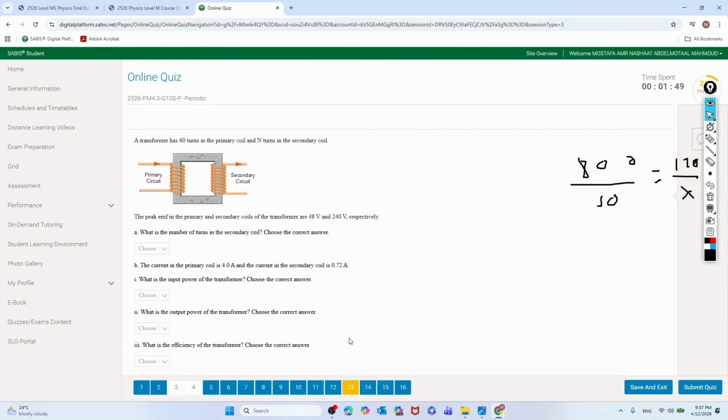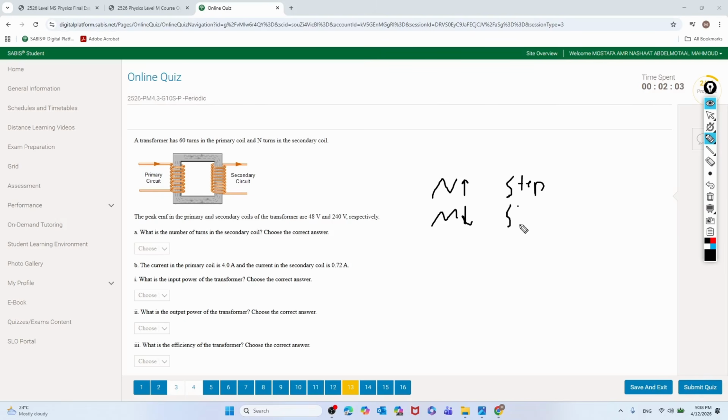One more question. Oh yeah, wait, one more thing. If the number of turns goes up, it's a step up. Number of turns goes down, it's step down. Okay, it's step up, step down.